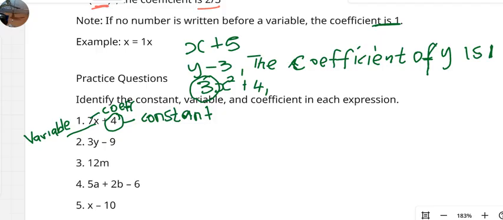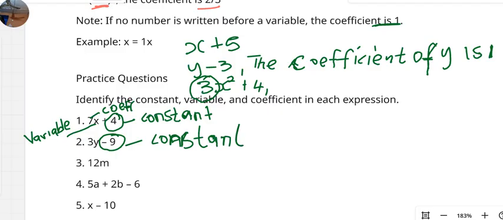Question 2. What's the constant? I want you to bring it with the sign. The constant here is minus 9. The constant is minus 9. That's the constant there. Minus 9.